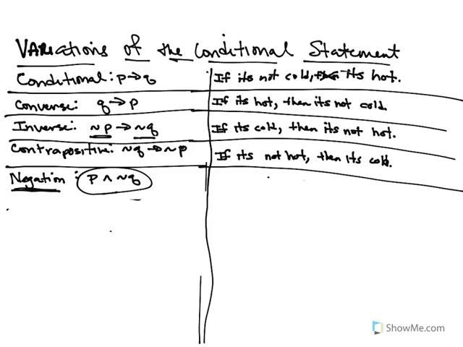Okay? Then we have the negation. So the negation of this would be it's not cold, and it's not hot. Okay? It's not cold and it's not hot. And that is how you rewrite variations of the conditional statement.